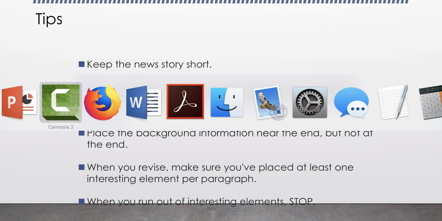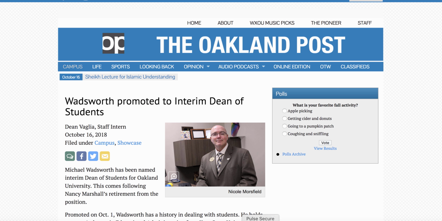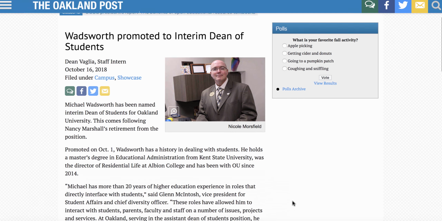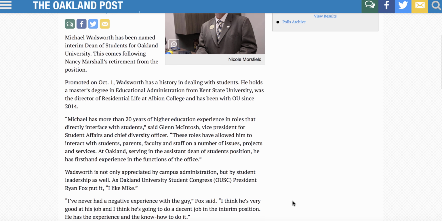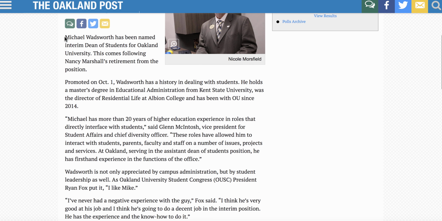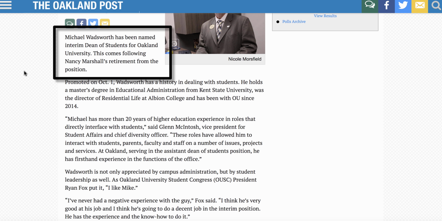So let me give you some examples. If we're going to the Oakland Post today, meaning October 16 in my case, we'll notice the story about the interim dean of students. And if you're checking out the order of paragraphs, you'll notice the lead gives the most important information. The name of the person, Michael Wadsworth, has been named interim dean of students for Oakland University. This comes following Nancy Marshall's retirement from the position.